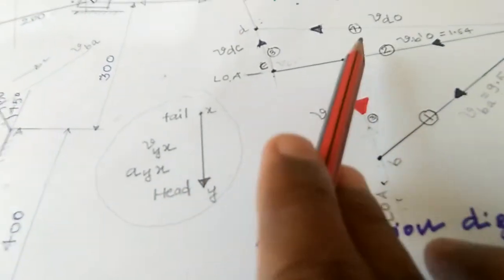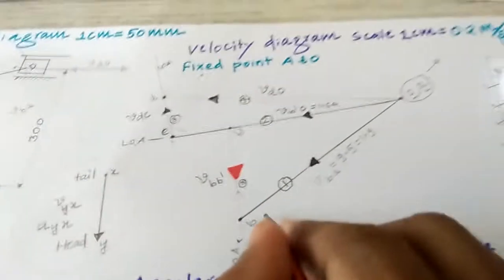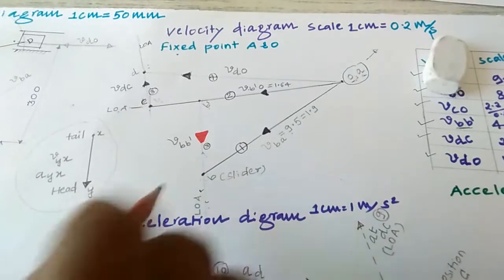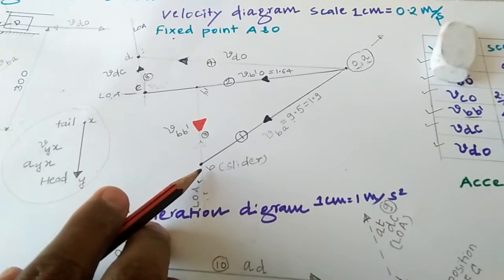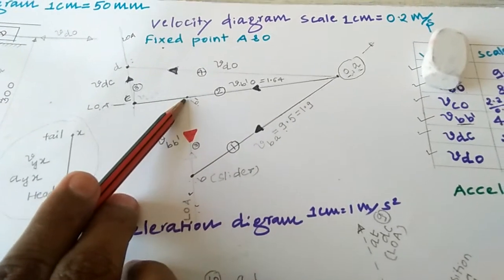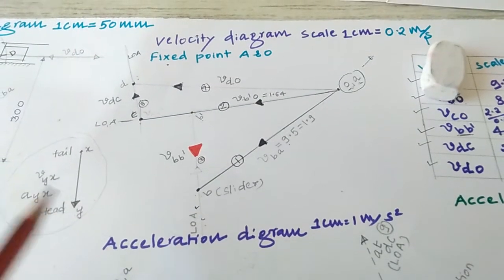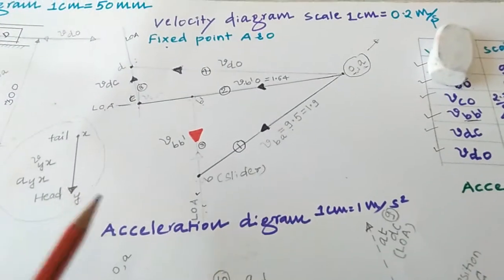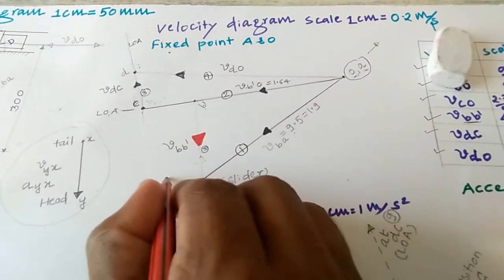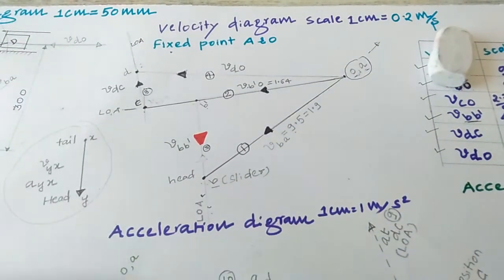Here also I made the concept like this one. B is a point on the slider, that's why I will take the head towards the slider, and the fixed point I will take as B dash, the tail. You have to take the same concept for the slider motion. Whenever there is a slider, whatever the point is on the slider, you have to take the head towards that only. B is a point on the slider. Okay, I need this one.